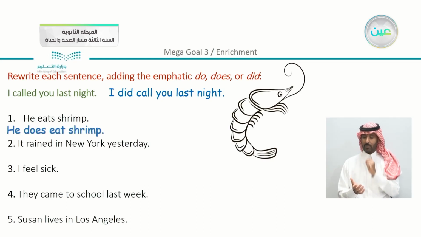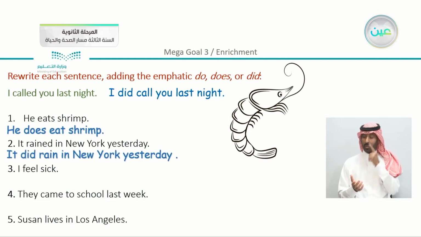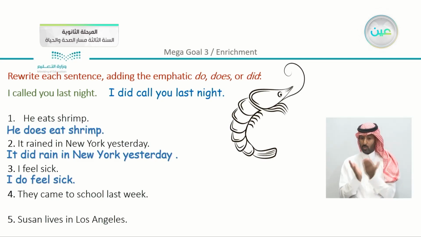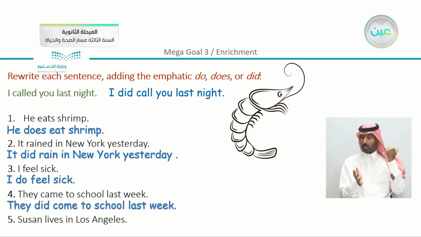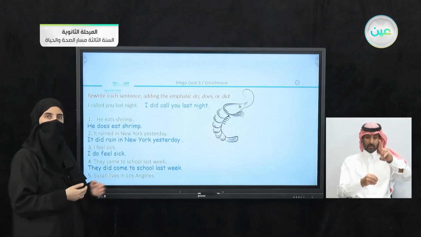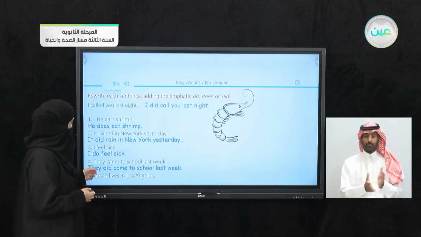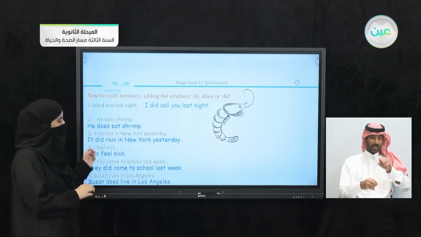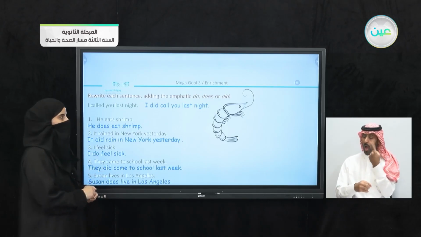It rained in New York yesterday. It did rain in New York. From the ED, from the past. I feel sick. I do feel sick. They came to school last week. We can say from the past that we have here, they did come. And don't forget to change the verb into the present again, because we now have a helping verb. Suzanne lives in Los Angeles. Because of the S, we have here, she does live in Los Angeles.